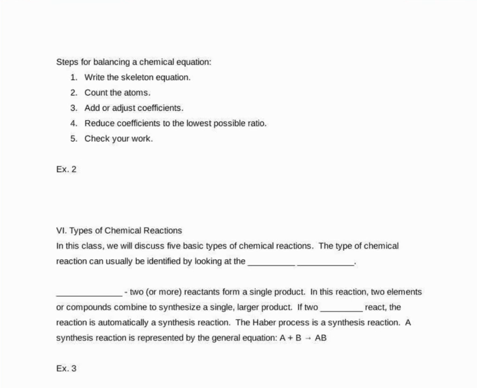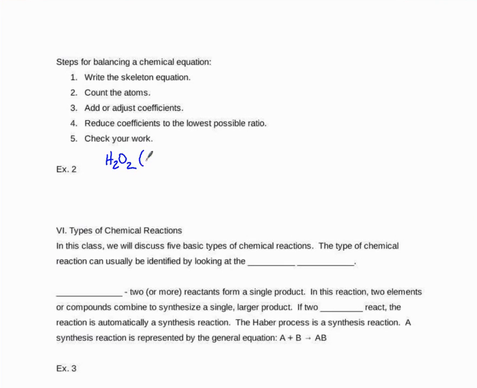I have some steps here for balancing a chemical equation. The steps, they're fairly simple, but like anything in chemistry, it's a lot easier to just do it than it is to read the steps over and over. And so I'm going to go through a few examples here. And the first one came up a while ago.